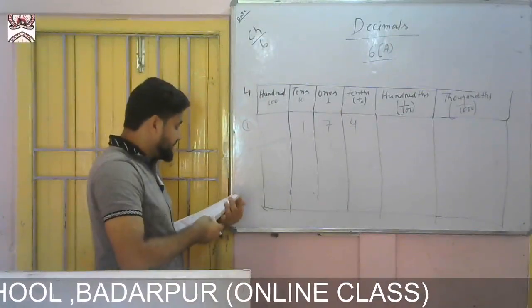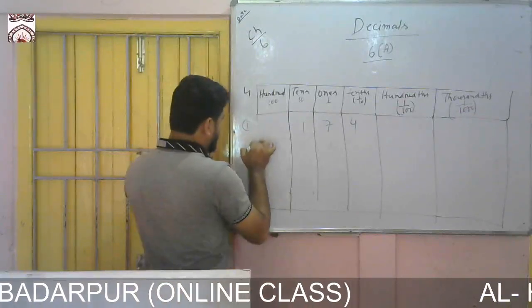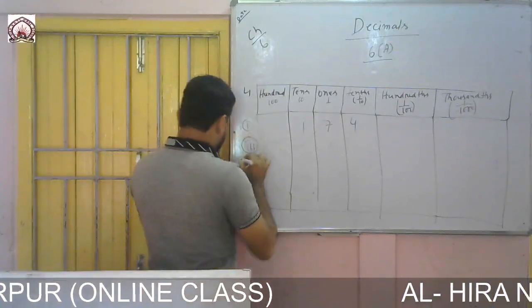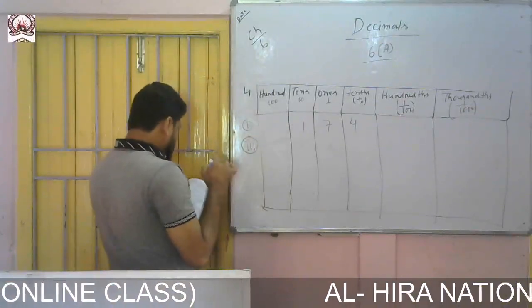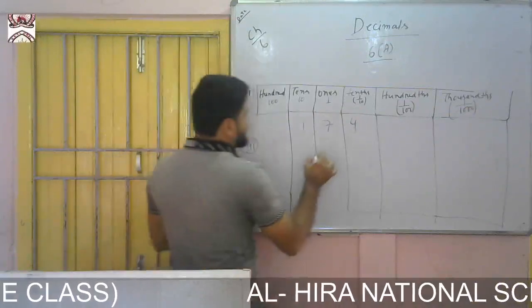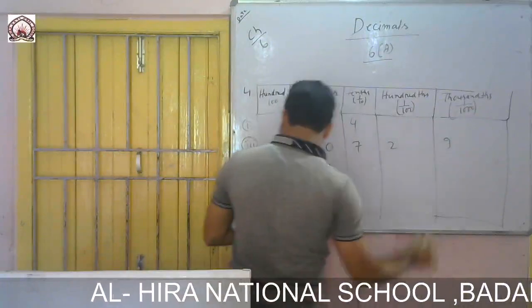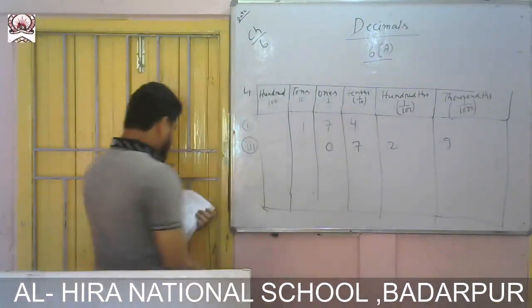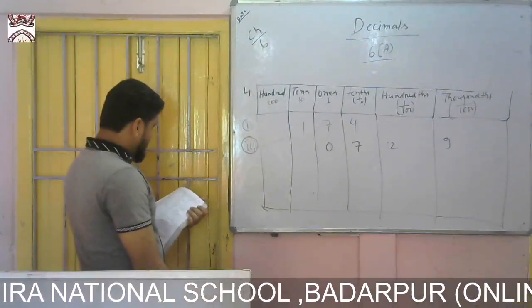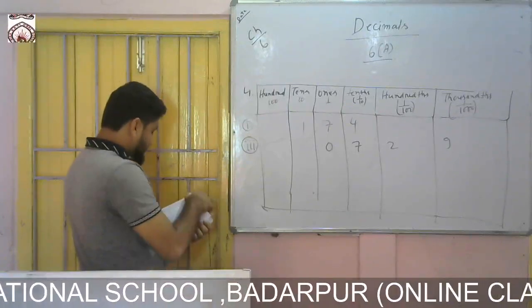Now what? Question number 3 you see. So question number 3, what is there? 0.729. So 0 is at ones, 7 to 9. Okay. That means what? 9 is in what? 9 is in thousandths place.